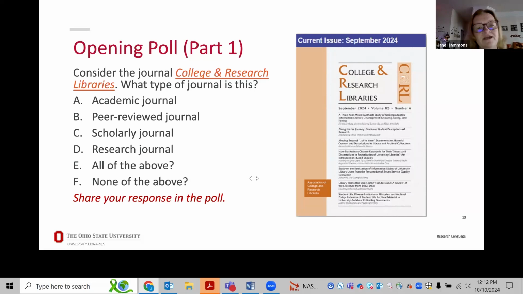Kelly shared, Wikipedia says bi-monthly peer-reviewed academic journal. Adrian shared, I chose academic journal because while it does contain peer-reviewed articles, not all articles are peer-reviewed. So scholarly is not really a precise descriptor. Research is present, so perhaps that could be correct too.